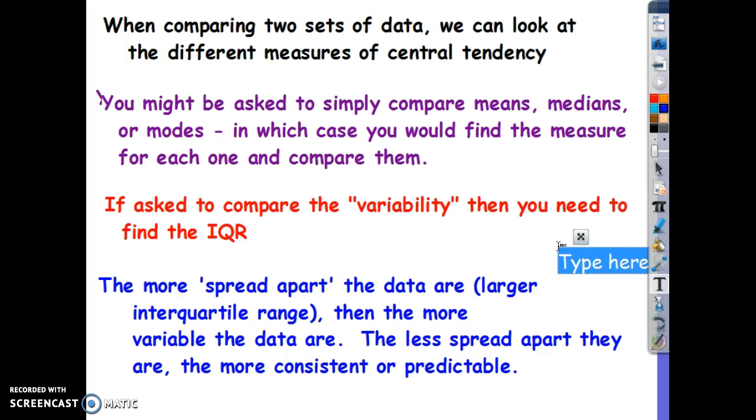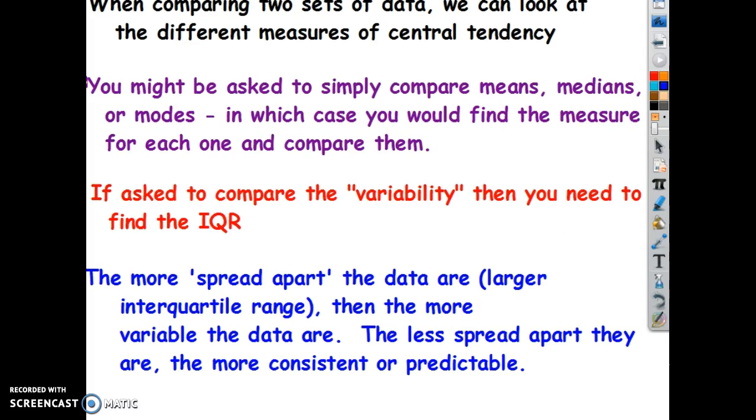If you're asked to compare the variability, then you need to find the IQR. Remember, the IQR stands for interquartile range. All right. The more spread apart the data are, meaning a larger interquartile range, the more variable they are. The less spread apart they are, the more consistent. So we're going to look at how to solve and interpret data.